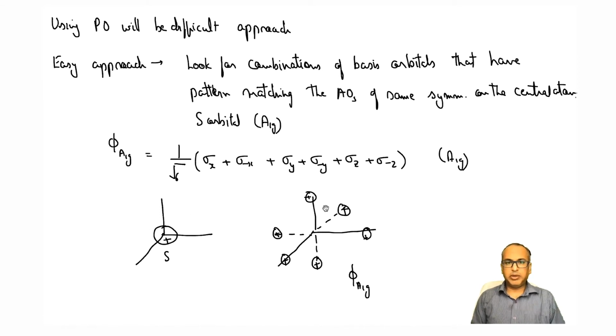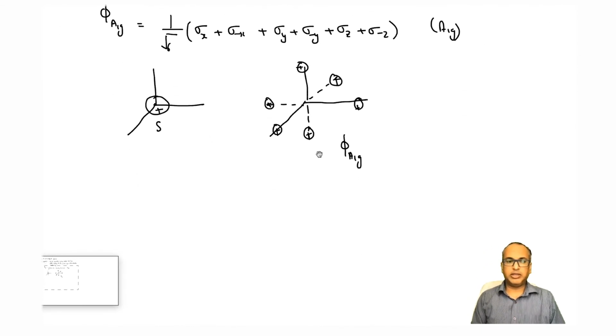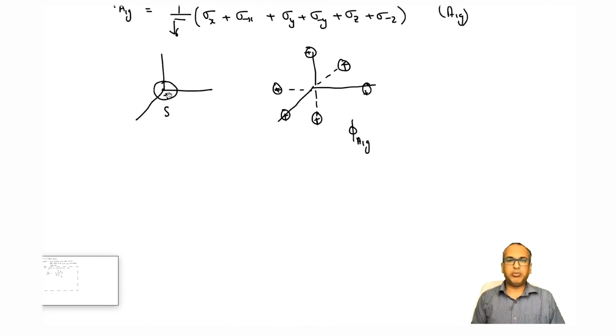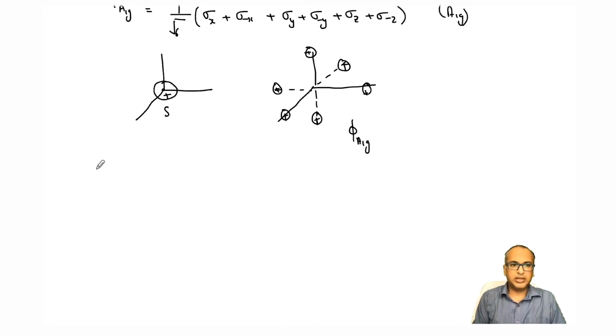So this is a very simple approach. Directly we have understood what the combination of different orbitals will be, based on the central metal atom orbital of the same symmetry. So now let us move further with the next set of orbitals. Now the EG: there are two EG SALCs.